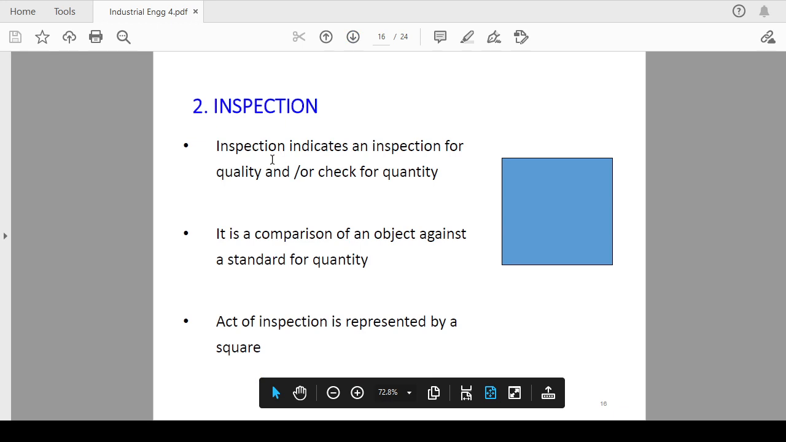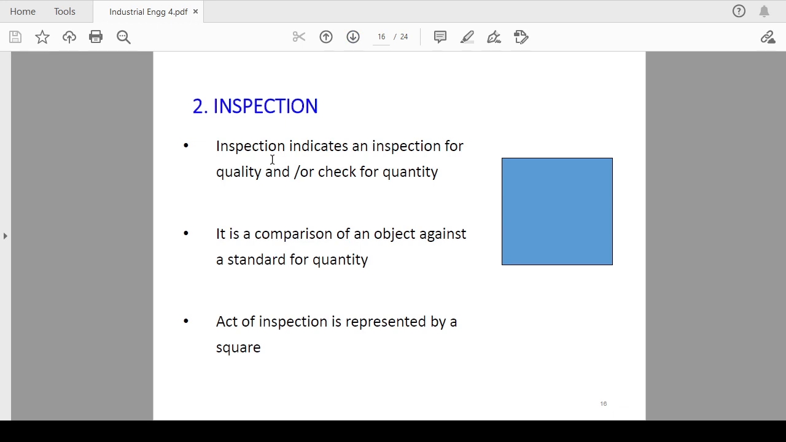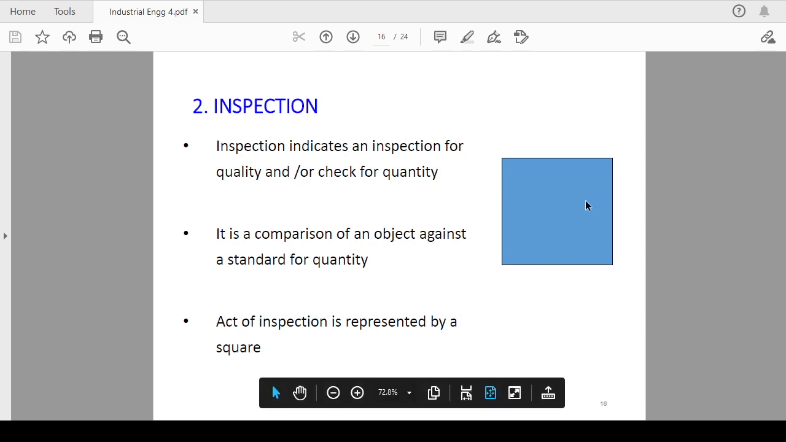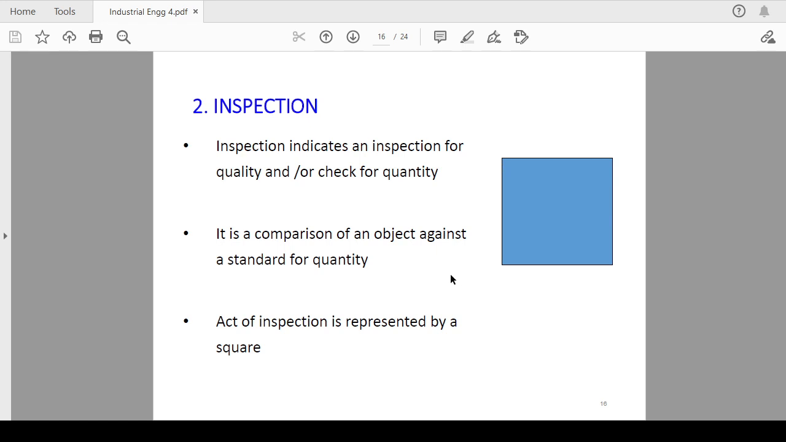Next is inspection. Inspection indicates an inspection for quality or a check for quantity. It is the comparison of an object against a standard for quantity. An act of inspection is represented by a square. Again, it should not be blue, it should be a blank square. The square will be the representative symbol for the inspection activity of any job or operation.